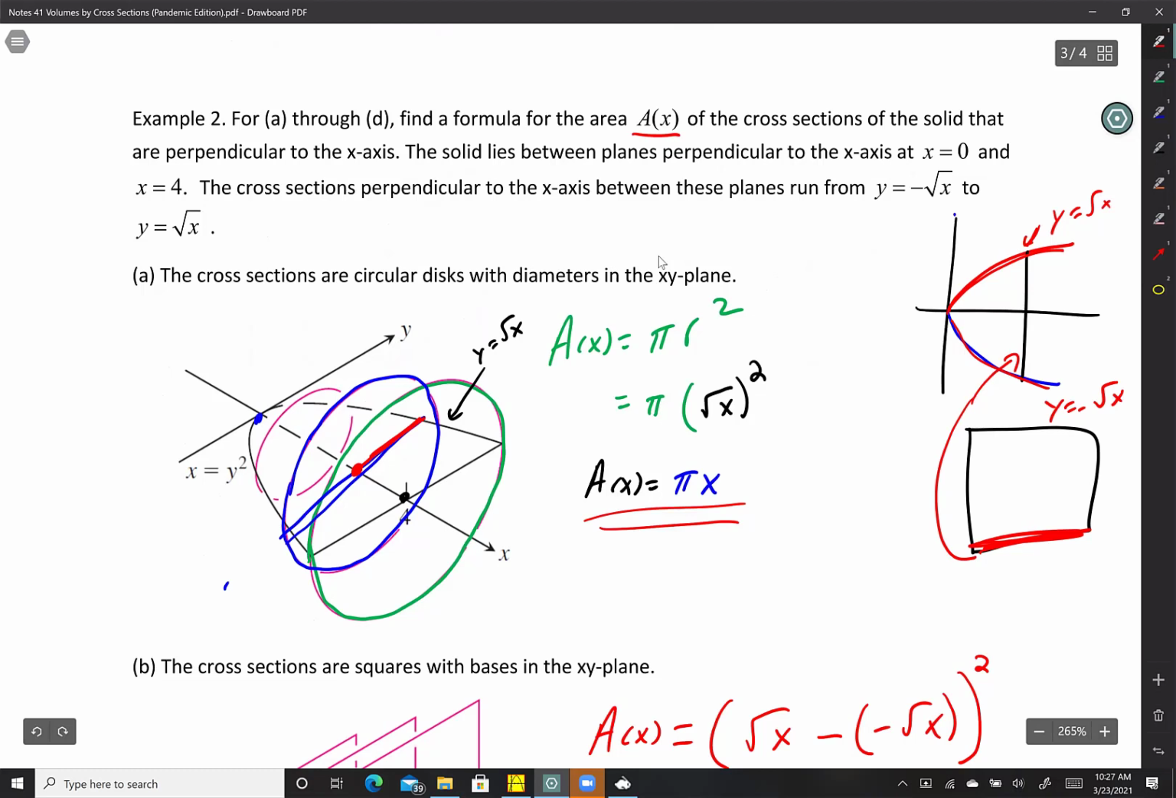So if I want to figure out the length of this black line, I have to do square root of x minus negative square root of x to figure out this length right here. So square root of x minus a negative square root of x.